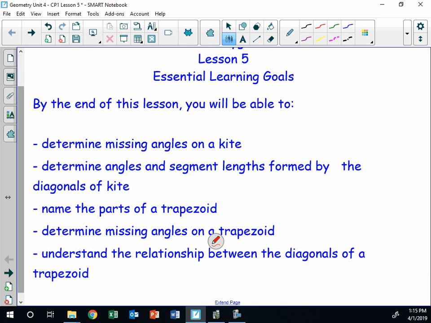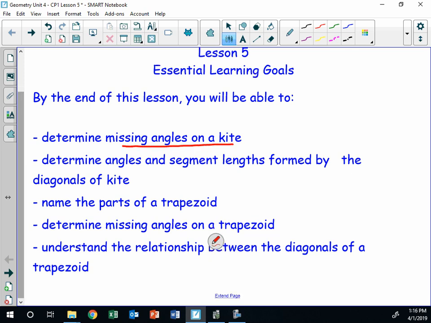Our goal for this lesson is to determine the missing angles on a kite, to determine angles and segment lengths formed by the diagonals of a kite, name the parts of a trapezoid, determine missing angles on a trapezoid, and then finally understand the relationship between the diagonals of a trapezoid.